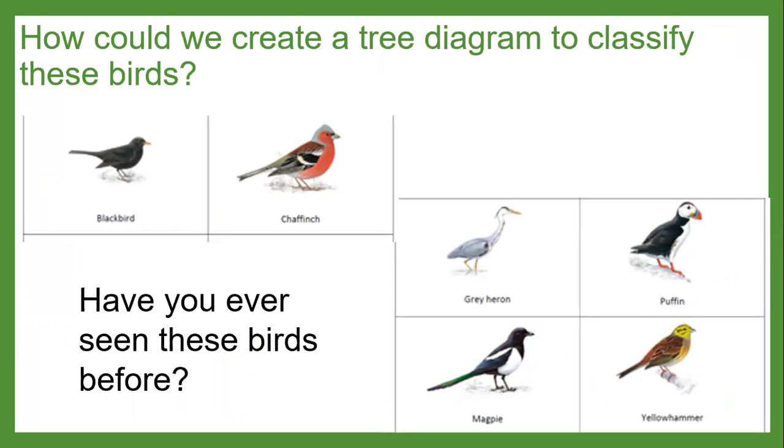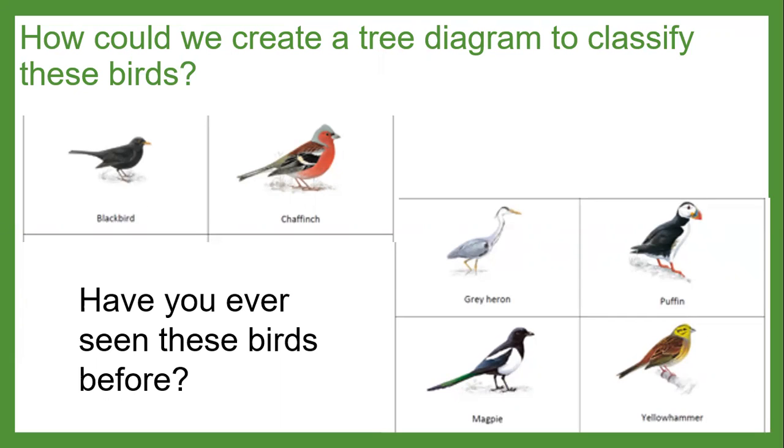Let's move on. How could we create a tree diagram to classify these birds? So we've got a blackbird, a chaffinch, a grey heron, a puffin, a magpie, and a yellow hammer. How many of these birds have you actually seen before? Because some of these you may not have seen. Have a think to yourselves. The ones you've probably seen quite regularly are a blackbird, maybe a chaffinch, a magpie, and a yellow hammer.